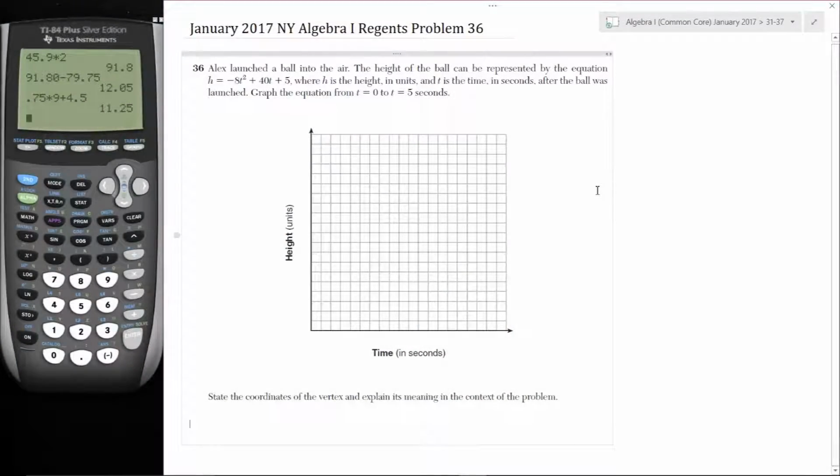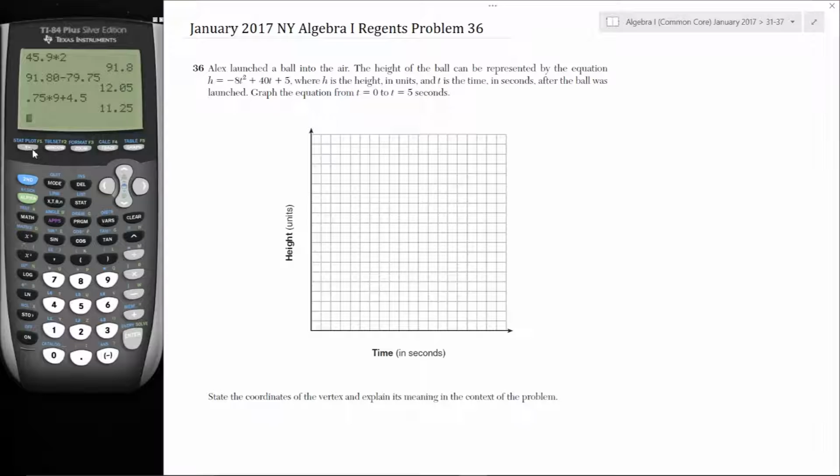Here's problem 36. Alex launched a ball into the air. The height of the ball can be represented by the equation h is equal to -8t squared plus 40t plus 5, where h is the height in units and t is the time in seconds after the ball was launched. Graph the equation from t equals 0 to t equals 5 seconds, and I see height, units, time, seconds. Then state the coordinates of the vertex and explain the meaning in the context of the problem.